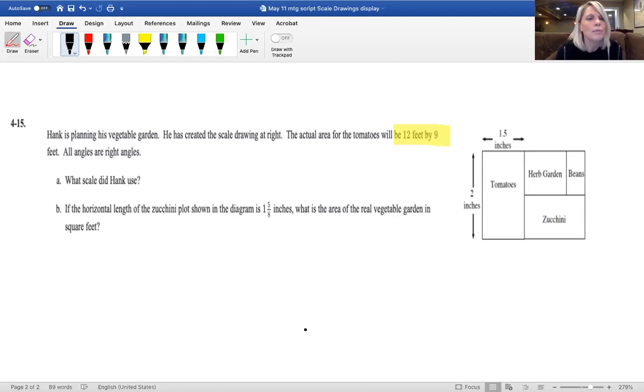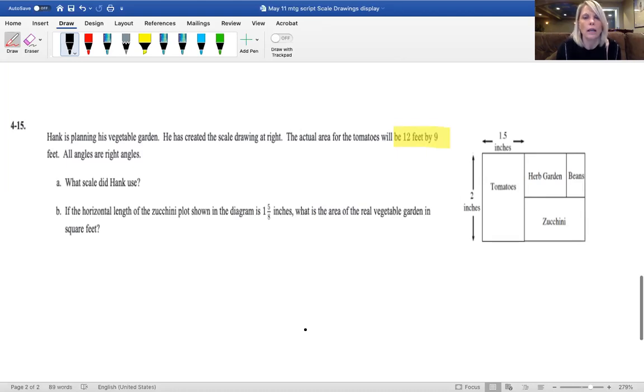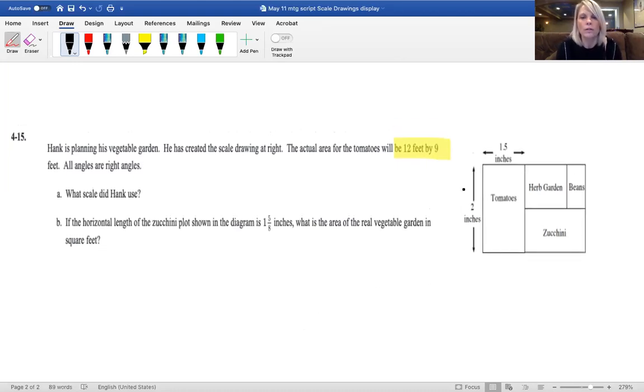We have Hank planning his vegetable garden. He has created the scale drawing at right. The actual area for the tomatoes is 12 by 9 feet. So they're telling us the area of the tomatoes is 12 feet by 9 feet. So that's the information they tell us about the tomatoes. All the right angles are right angles. What scale did he use?